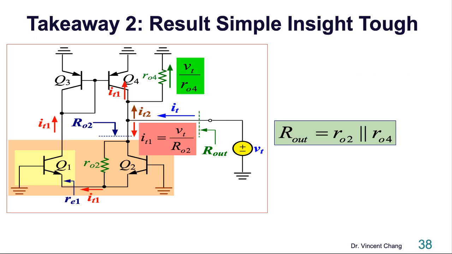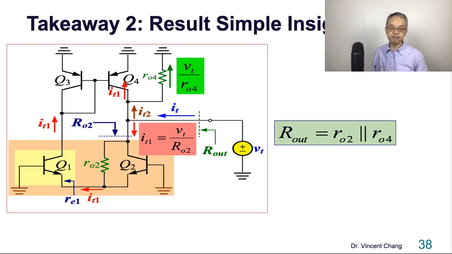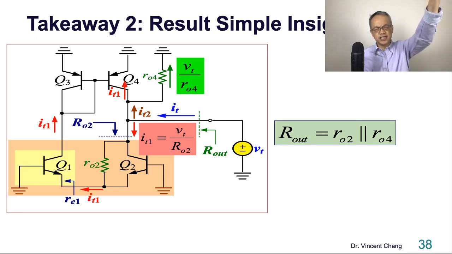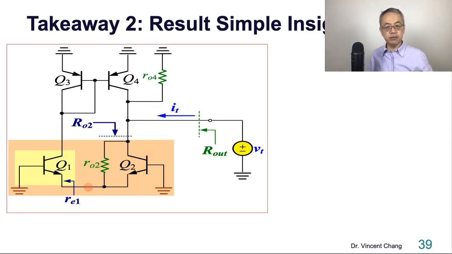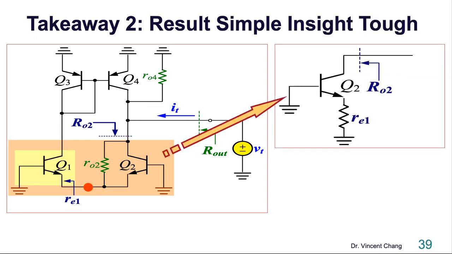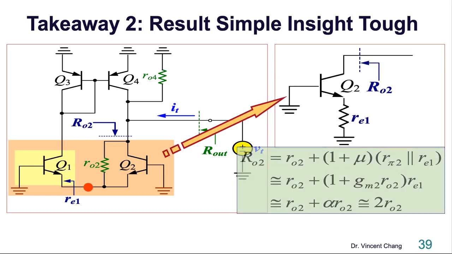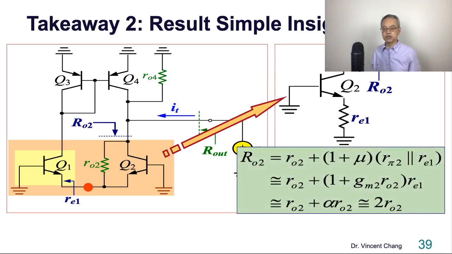What insight? What kind of insight do you get? Number one, the common emitter terminal is not grounded. So therefore R2 will be multiplied, but not that much, not 50, 100 times, but double. Why double? It's this. Go back and review this. Double. 2 R2. This is the first insight.